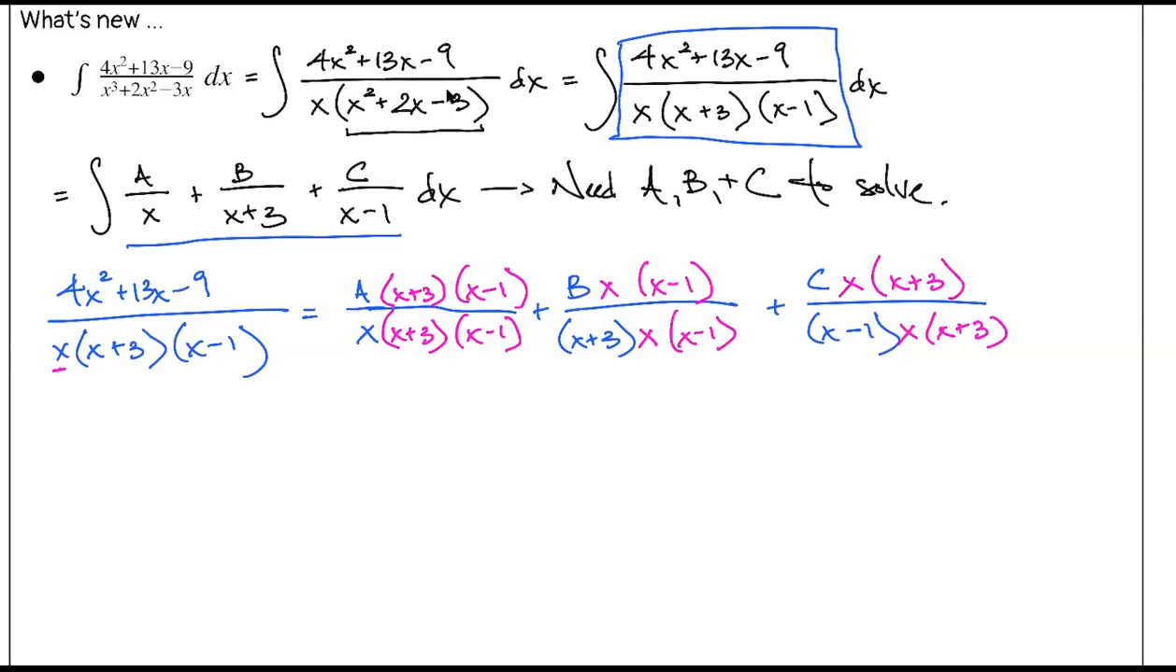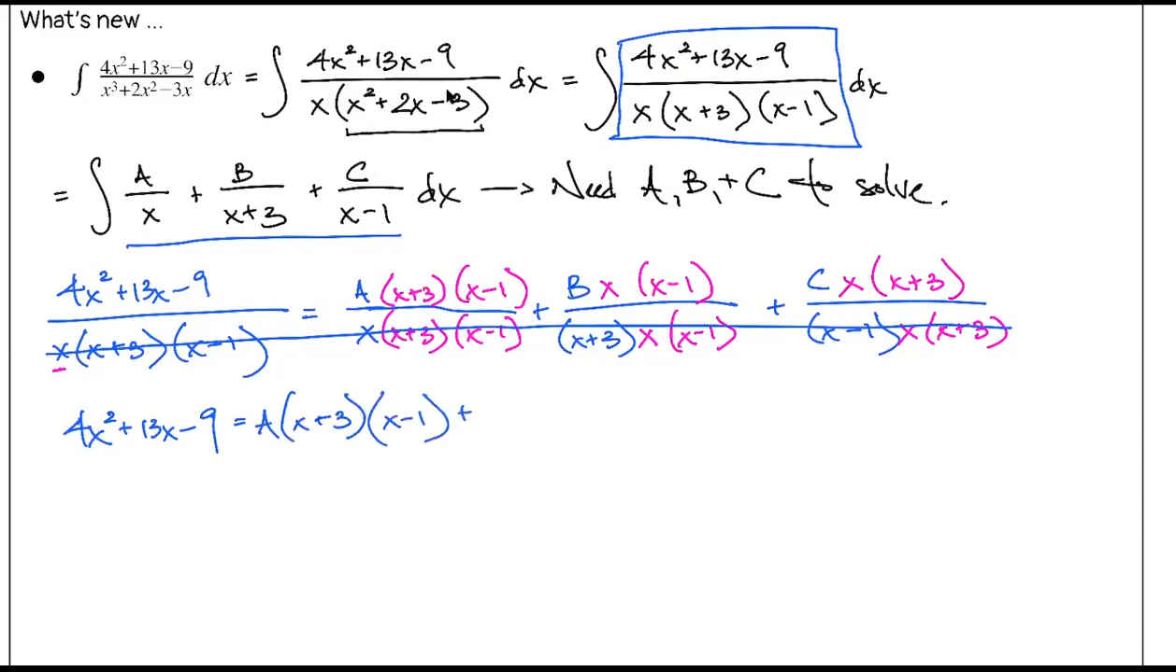As soon as you see that both sides of the equal sign have the same denominator, you can get rid of them. So as soon as you've matched all the denominators, you can cross those out. And the equation that we're actually going to be working with is just the numerator, okay? So I'm going to take the time to write it out. So we'll have 4x squared plus 13x minus 9 equals a times x plus 3 times x minus 1 plus bx times x minus 1 plus cx times x plus 3.